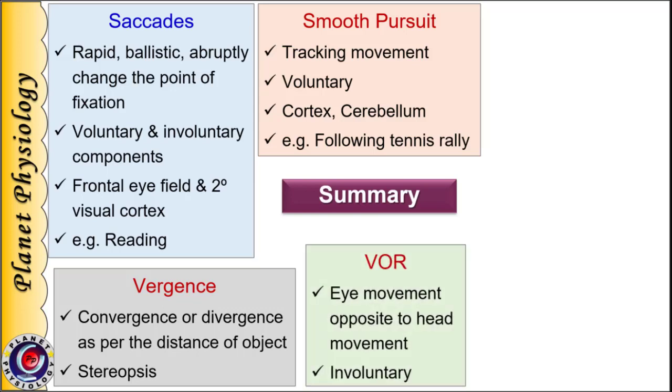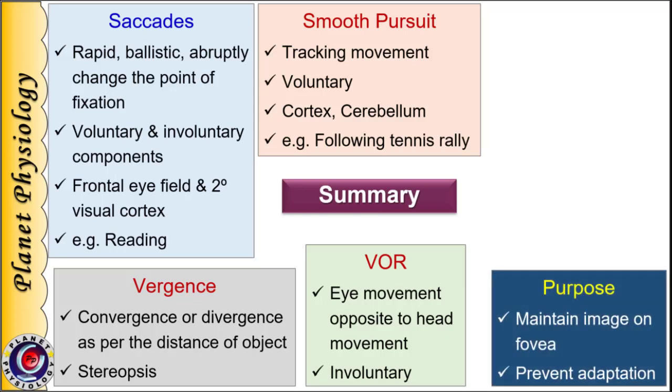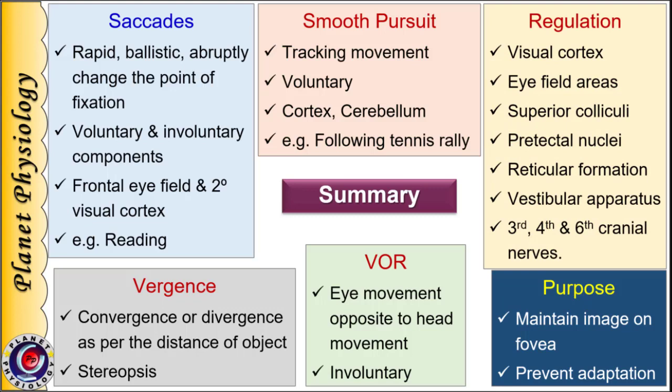The vestibulo-ocular reflex is also a gaze-fixing movement that causes the eyes to move in equal and opposite direction to that of the head and maintain a clear image in spite of changes in head position. This is an involuntary movement initiated by the vestibular apparatus. The basic purpose of all ocular movements is to maintain the image on the fovea and prevent visual adaptation. Ocular movements are regulated by the visual cortex, eye field areas, superior colliculi, pretectal nucleus, and reticular formation. All of them alter impulses in the 3rd, 4th and 6th cranial nerves supplying extraocular muscles.